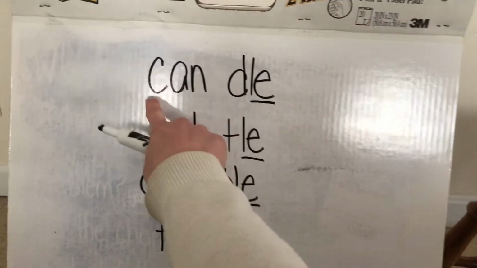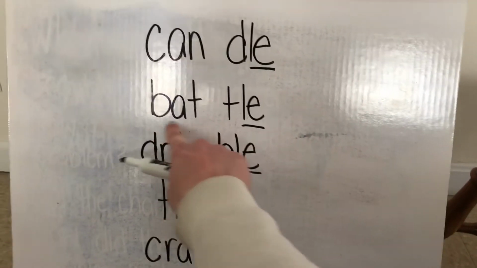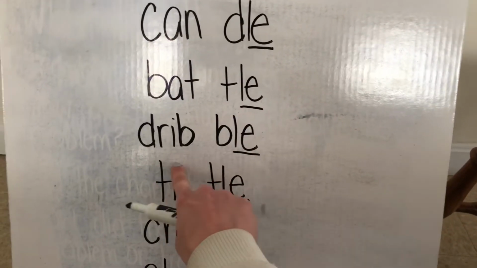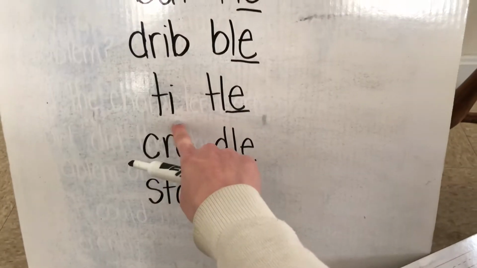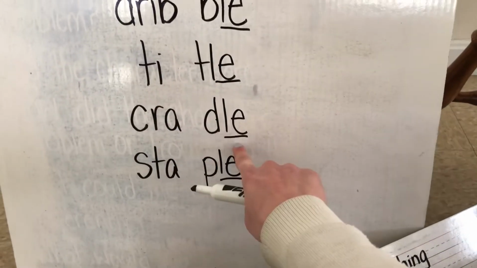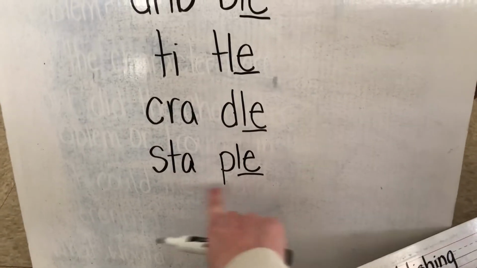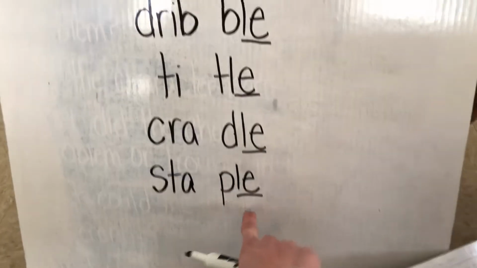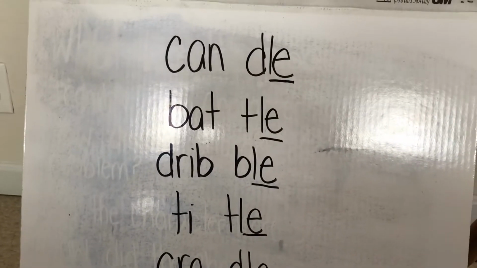Candle, push it together, candle. Battle, battle. Dribble, dribble. Title, title. Cradle, cradle. Staple, staple. Now I'm noticing that LE at the end, it sounds like ol.